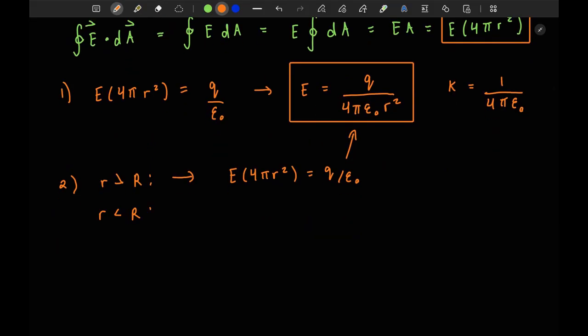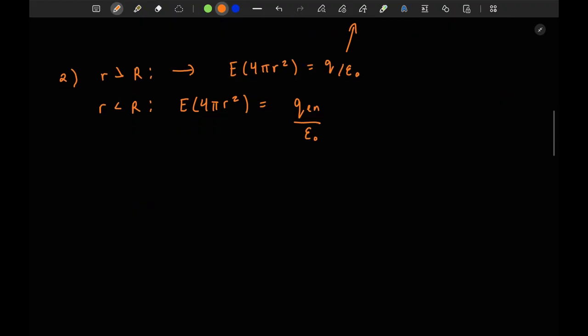This is where things get more interesting. So our left-hand side of Gauss's law is still E times 4 pi r squared. That has not changed. Symmetry is still the same. But we now need to consider what Q enclosed is. And there's a number of ways to do this. We'll start by doing this without calculus, and we'll then move on to seeing the calculus approach.